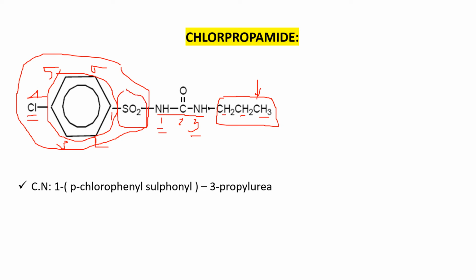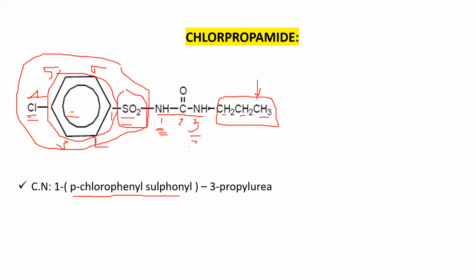What group is present at the first position? That is 4-chloro-phenyl sulfonyl. What is the group? 4-chloro, then the structure of phenyl, and then the structure of sulfonyl. This is present at first position. See, 1 para-chlorophenyl sulfonyl. Para-chlorophenyl sulfonyl is present at first position.